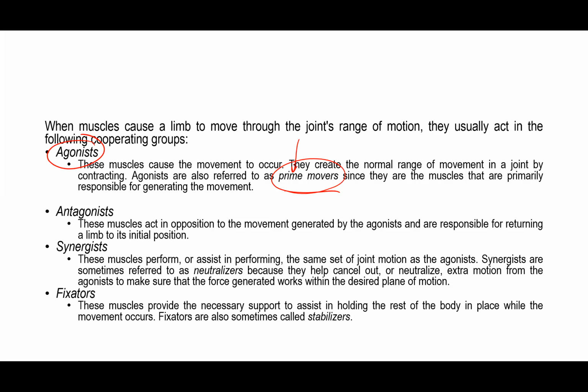So if you're laying down on a bench and you're doing a bench press with an Olympic bar, yeah, all the muscles in your body are at work, but what's doing the main movement with that particular action? Well, your chest muscles, the pectoralis major. That's the prime mover in that case.